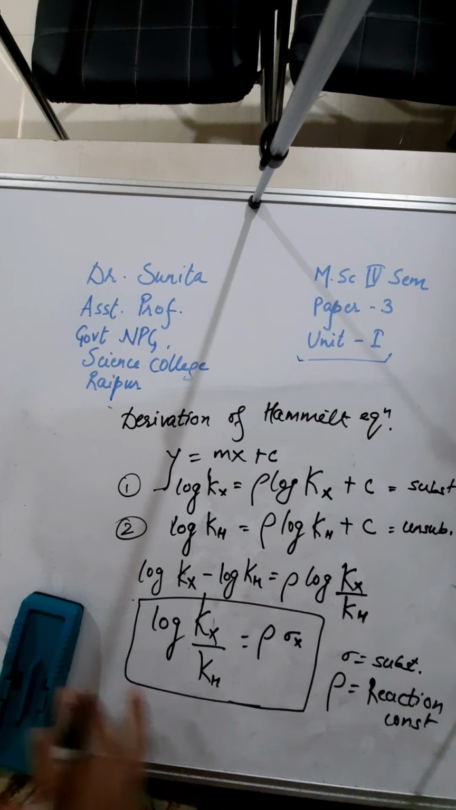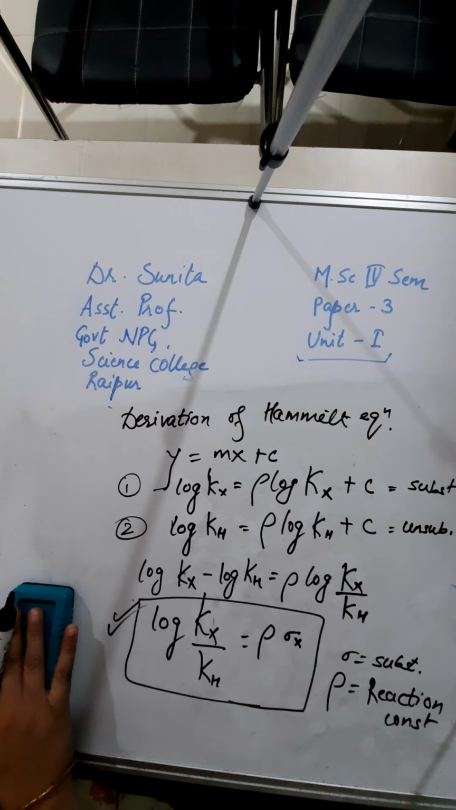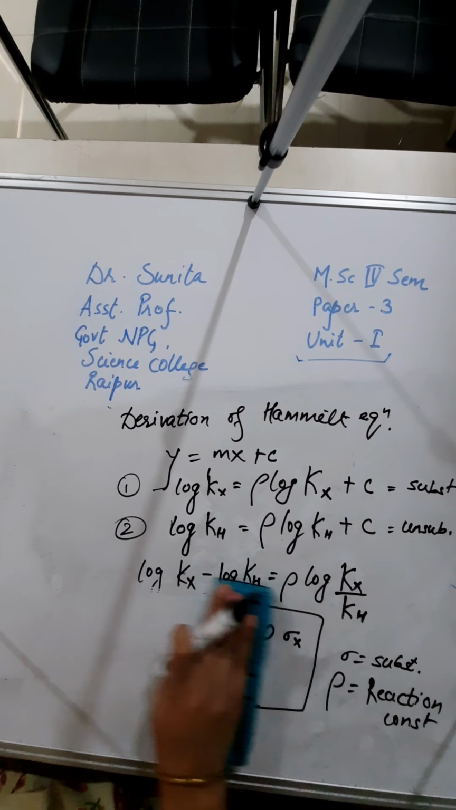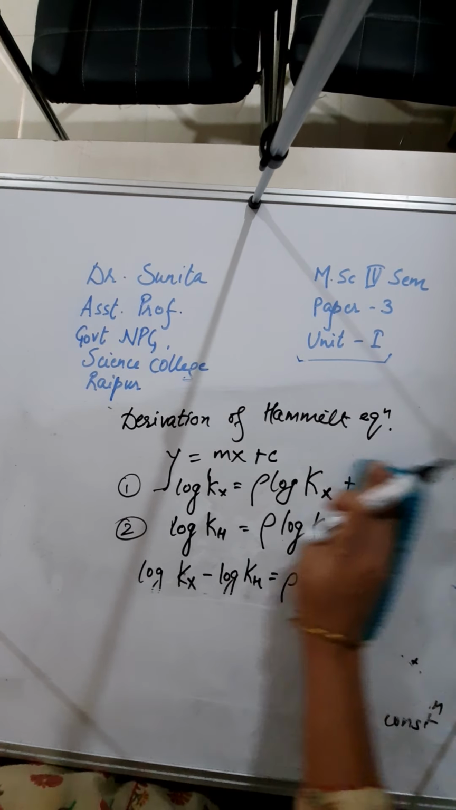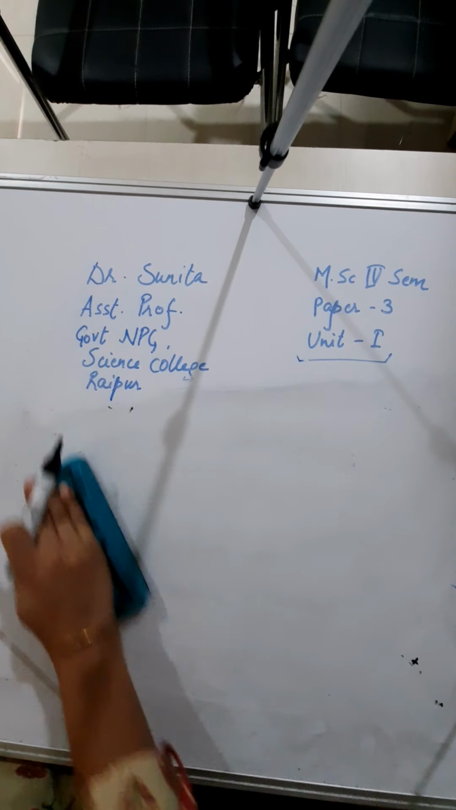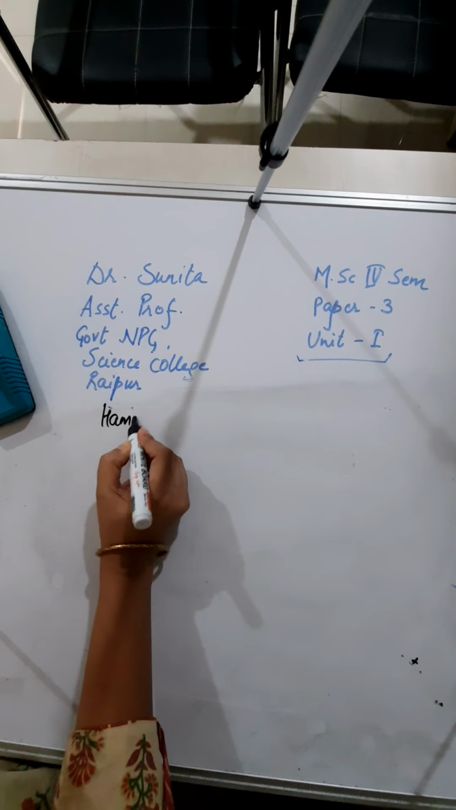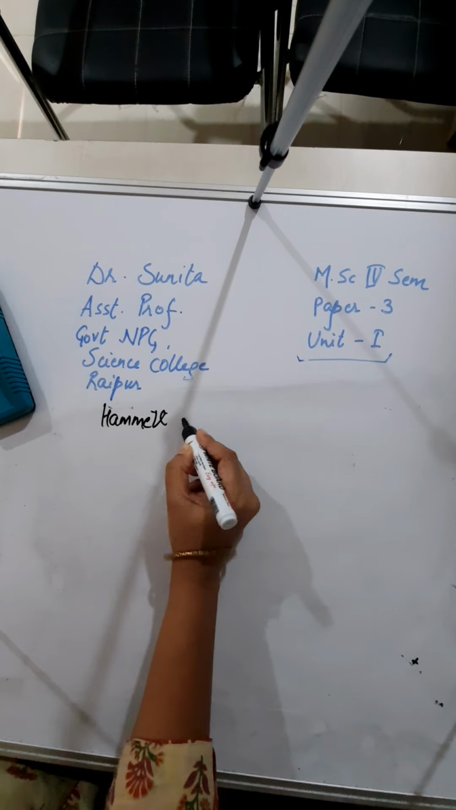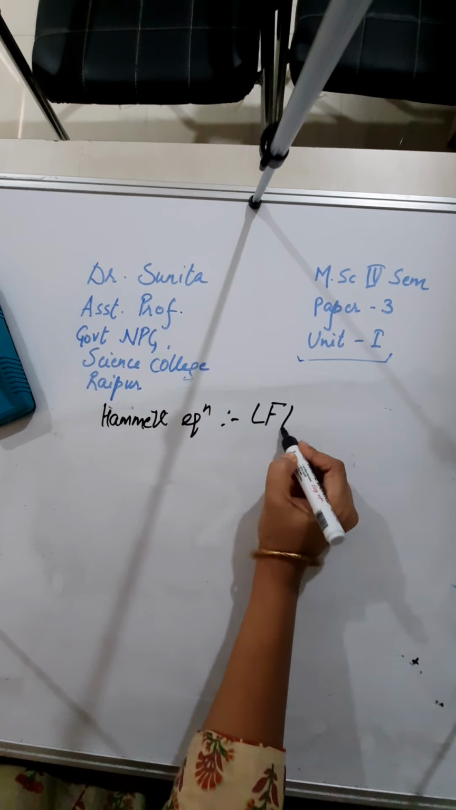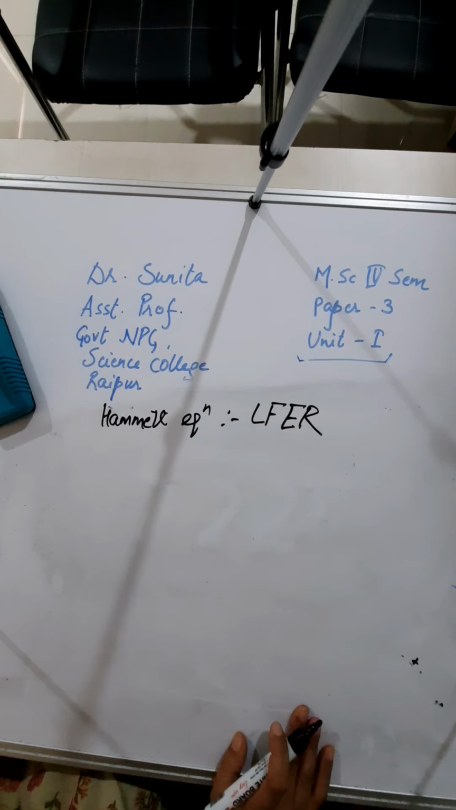Now let us discuss why the Hammett equation is known as the linear free energy relationship. This is a very important thing because you have linear free energy relationship by name in your syllabus. So let us see why the Hammett equation is considered as a linear free energy relationship, LFER.